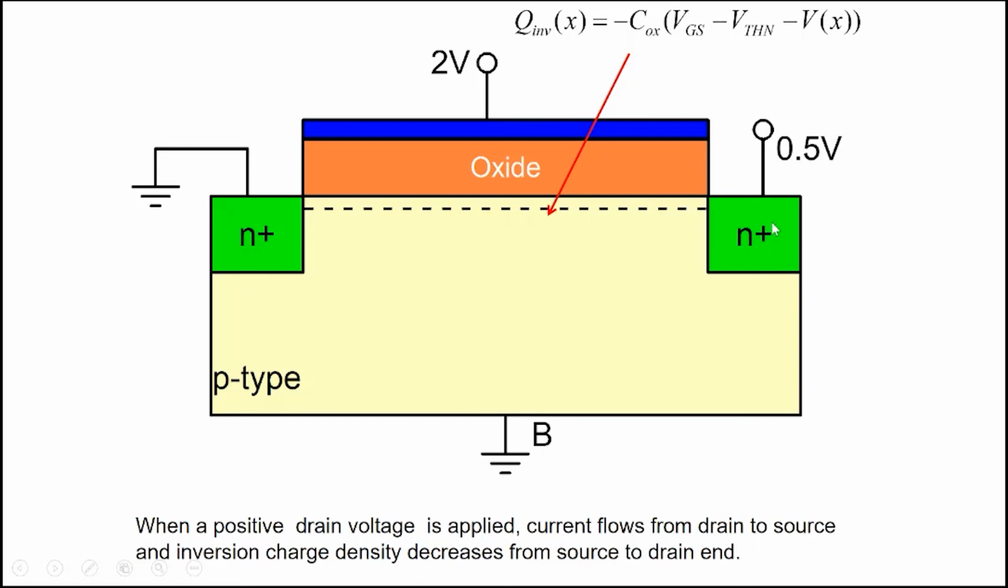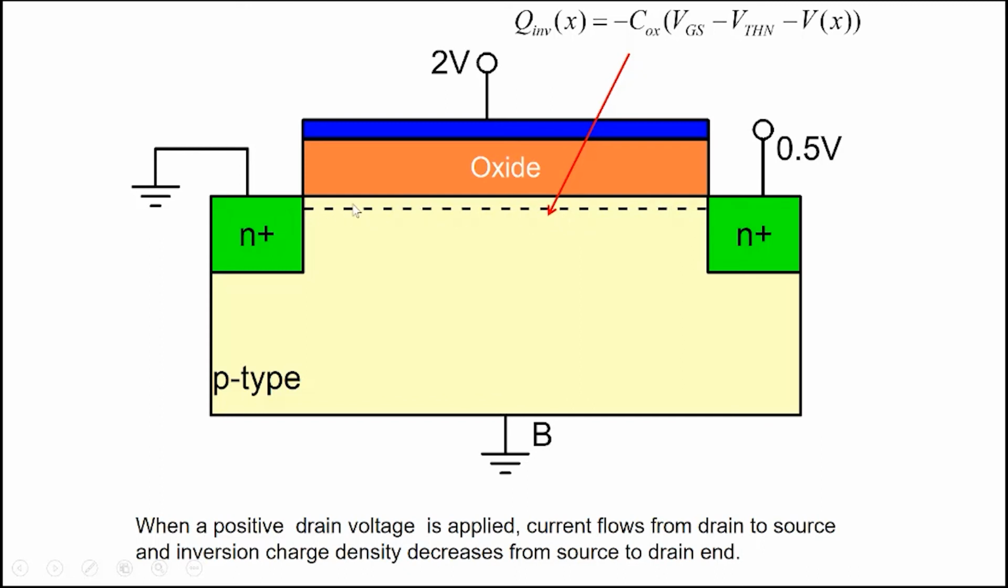Note that N+ layer is very low resistance. So you can think of this as being connected to the terminal here and this being connected to the terminal here. So this is 0 and this is 0.5. So the voltage along the channel will vary. Here it will be 0.5, somewhere will be 0.4, somewhere will be 0.3, 0.2, 0.1, and eventually 0 here.